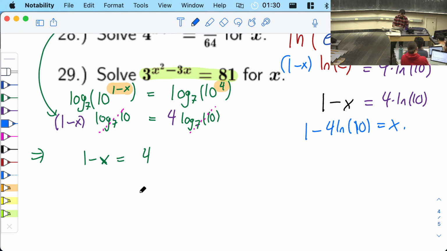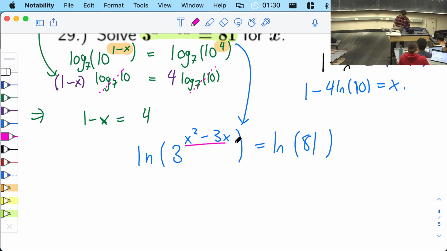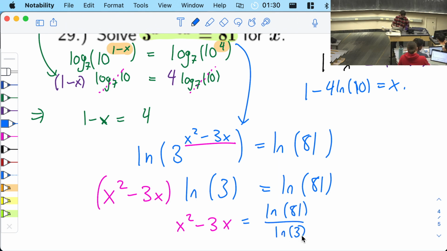Let me do the log of both sides. And let's do the ln. Let's always do the ln. Why not? The ln of 3 to the x squared minus 3x equals the ln of 81. And now I simplify. The stuff in the exponent jumps out. X squared minus 3x times the ln of 3 equals the ln of 81. And now I can get x squared minus 3x on its own by moving the ln of 81 divided by the ln of 3 over here.